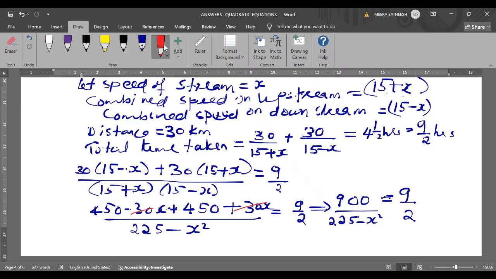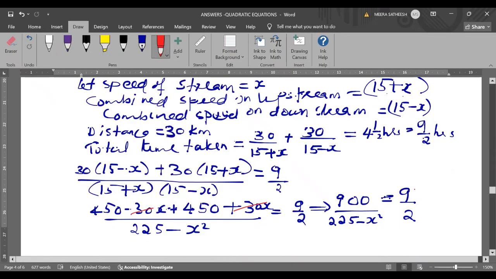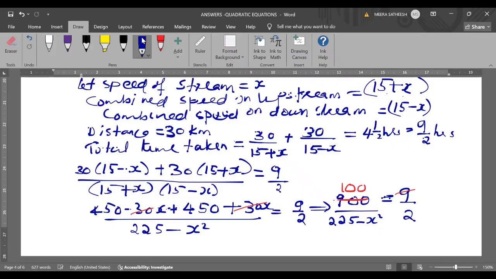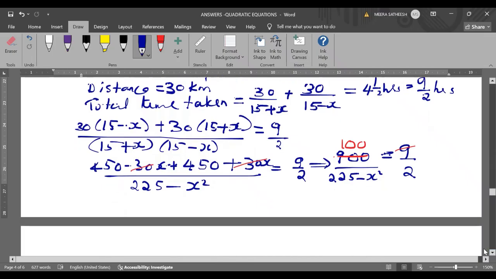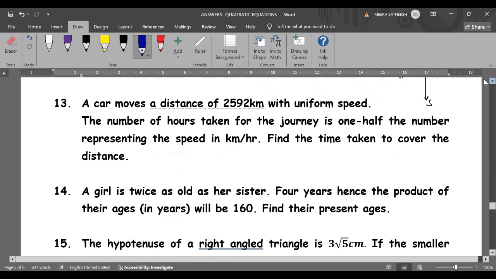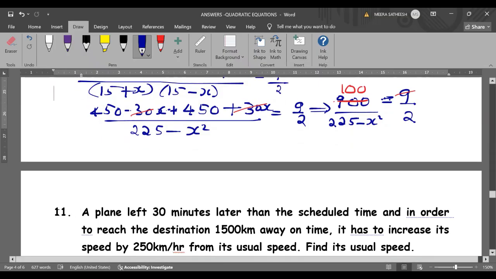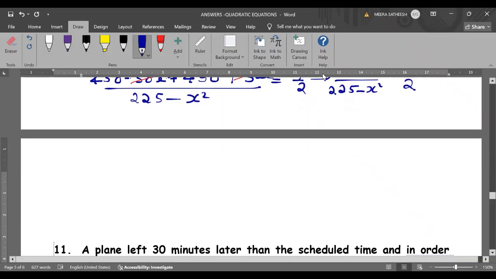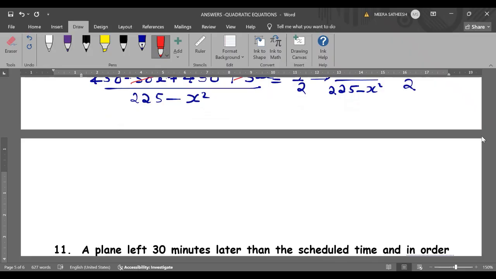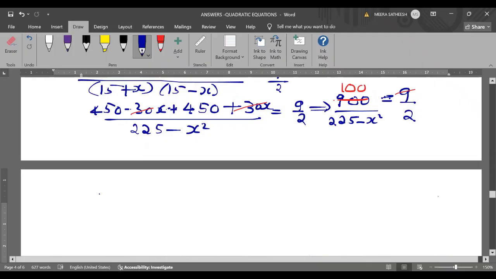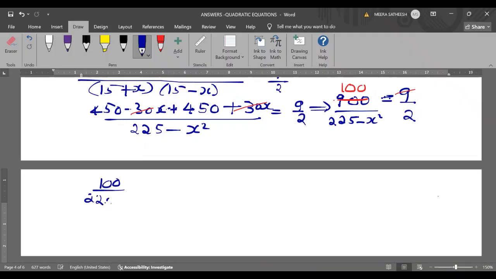Both sides are single fractions now. So this 9 you can cut from 900. Next, we have to move to the next page now. Okay. Now let us simplify further. So 100 by 225 minus x square equal to 1 by 2. Cross multiplying, 225 minus x square is equal to 2 into 100, 200.